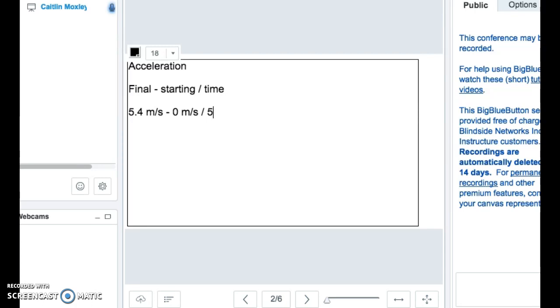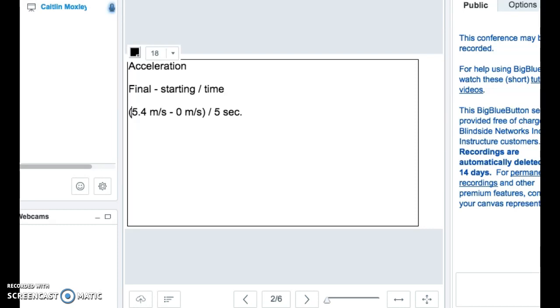And 5 seconds was how long it took us to have this change in time. So you should subtract first. And this would actually be in parentheses. All right, so 5.4 minus 0. And if you're looking at your calculator, 5.4 minus 0 is going to give you 5.4.